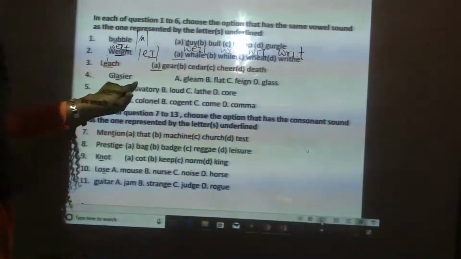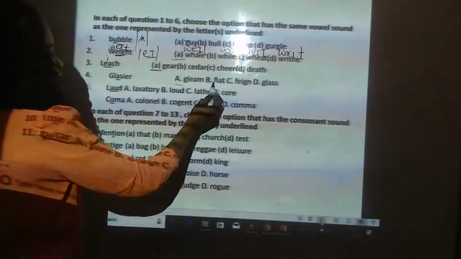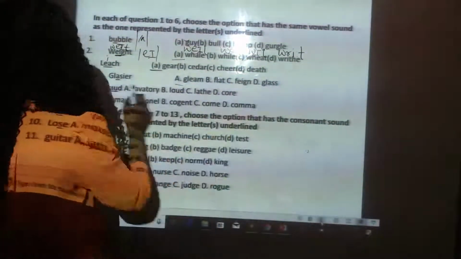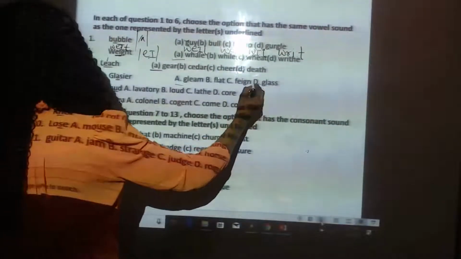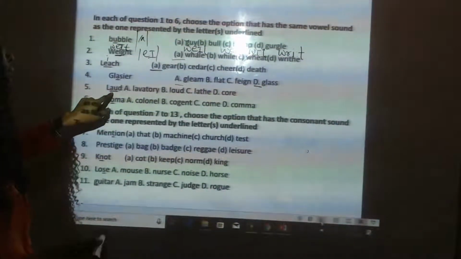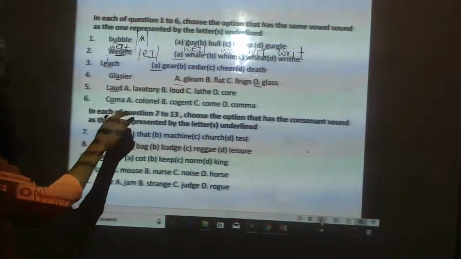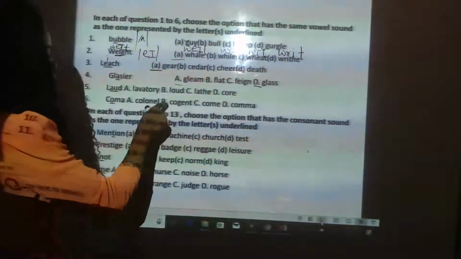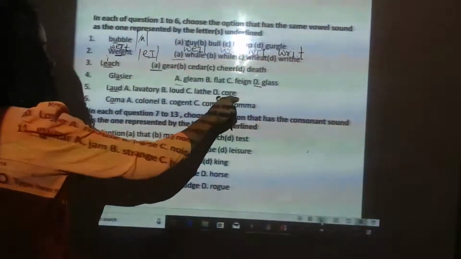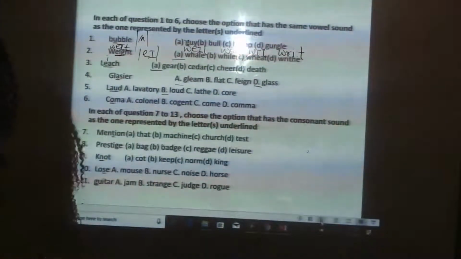B, glazier. A, we have gleam, flat, fame, glass, glazier, glass. So glass is the right option. Number 5, we have loud, owl. We're looking for owl sound. A, we have lavatory. B, loud. C, lake. D, call. You can see that B also sounds with owl here.